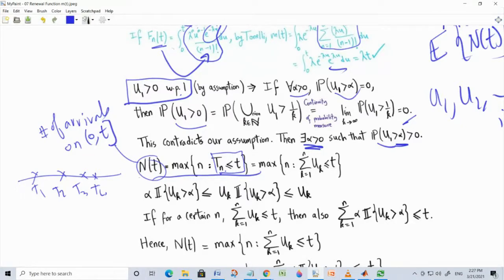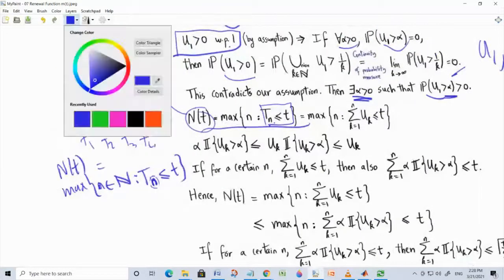Okay, so again, N(t) is basically the maximum n, where n is a natural number, such that T_n is still less than or equal to t. It's the maximum n such that T_n is less than or equal to t.